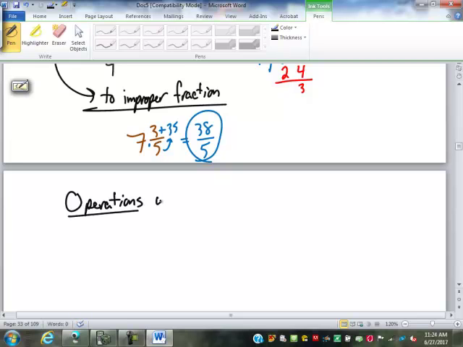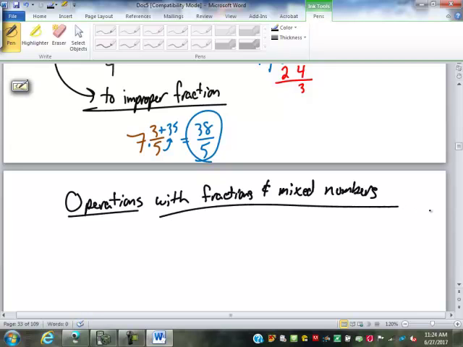Then, of course, operations with fractions and mixed numbers. Now, I'm not going to do examples of these, but of course you guys know add, subtract, multiply, divide. And I will make this statement. I like having you do them out longhand. I'm not going to take off points if you don't.